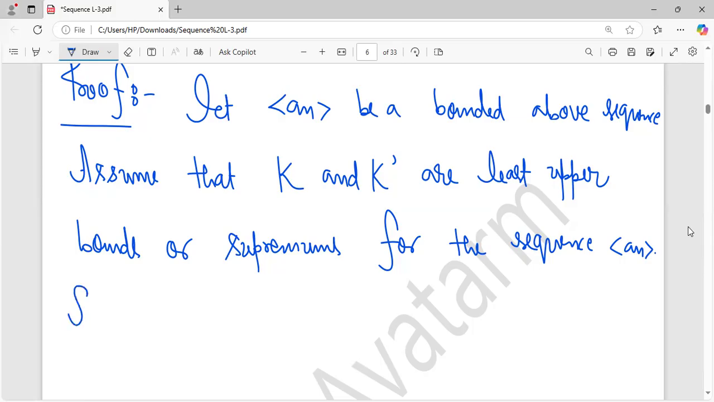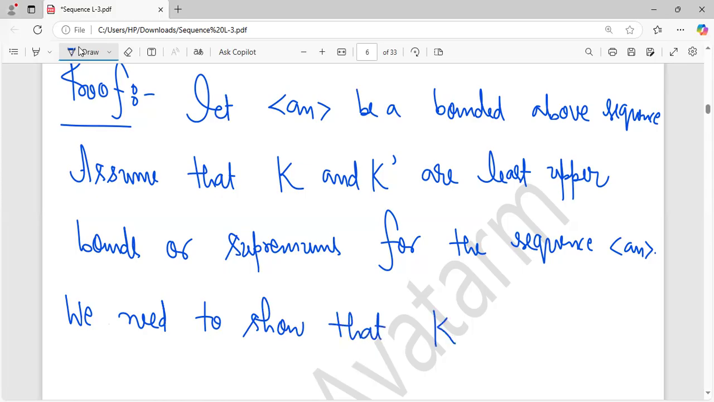Since K is supremum, we need to show that K is equal to K dash.